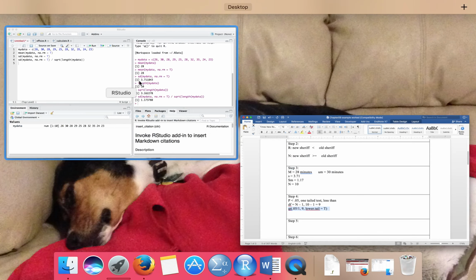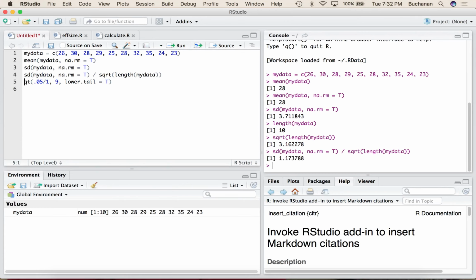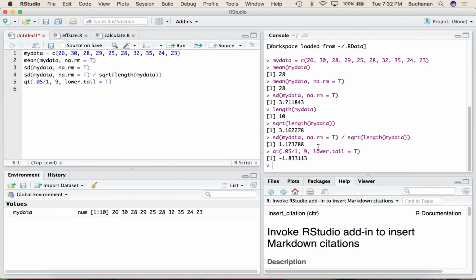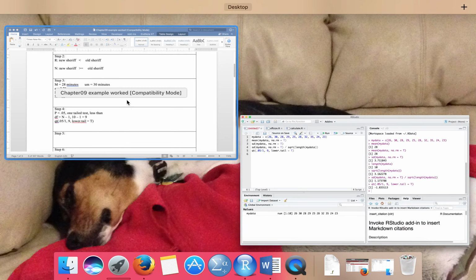Let's copy that. Now remember, cutting and pasting from Word sometimes acts weird, but this hopefully won't. Yeah, so I got negative 1.83.